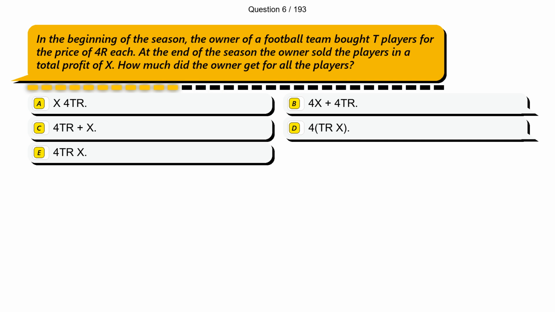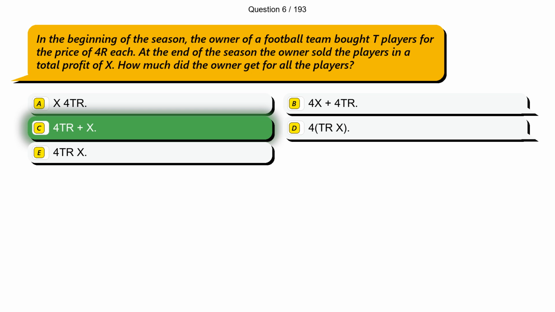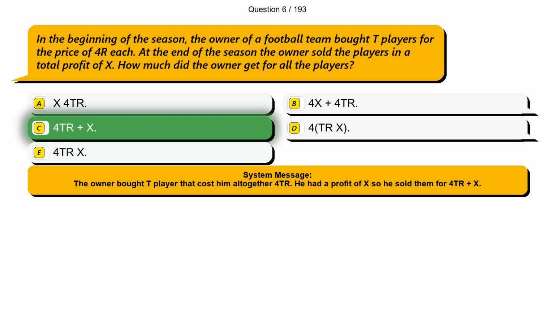Option A, X/4TR. Option B, 4X plus 4TR. Option C, 4TR plus X. Option D, 4TRX. Option E, 4TR/X. The correct answer is option C, 4TR plus X. The owner bought T players that cost him altogether 4TR. He had a profit of X, so he sold them for 4TR plus X.